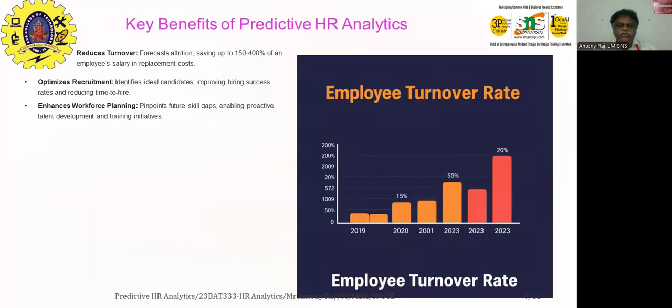Now, this is a graph which shows the employee turnover rate. The key benefits are very clear. It is definitely going to reduce employee turnover, and that means saving a lot of cost for an organization. Every new hire costs more, and training the employee, making them settle down and perform, is a cycle that takes a lot of time and definitely costs. It is said that predictive HR analytics is saving 150 to 400% on average.